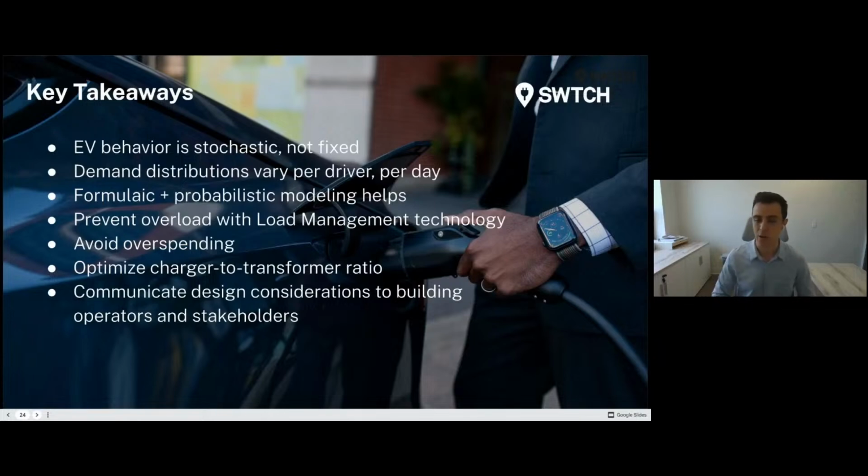Today we talked in kilowatts, but if you're an engineer, you tend to want to convert that into kVA. So how many kVA per charger do I need to design for? As well as communicate those design considerations to the building and the customer. It's important to explain the why behind all of our calculations because we need to show that we're doing our due diligence in terms of setting the tenants up in the building for success long term.